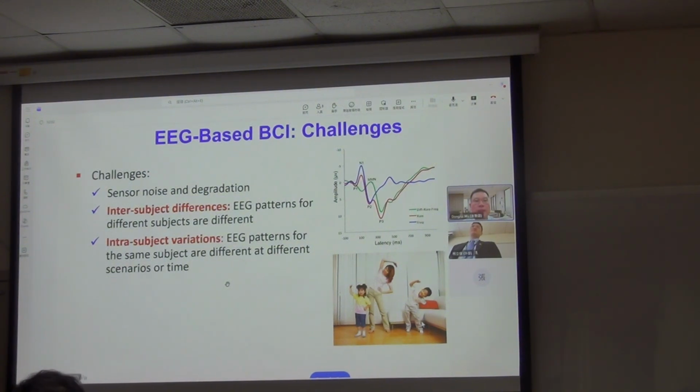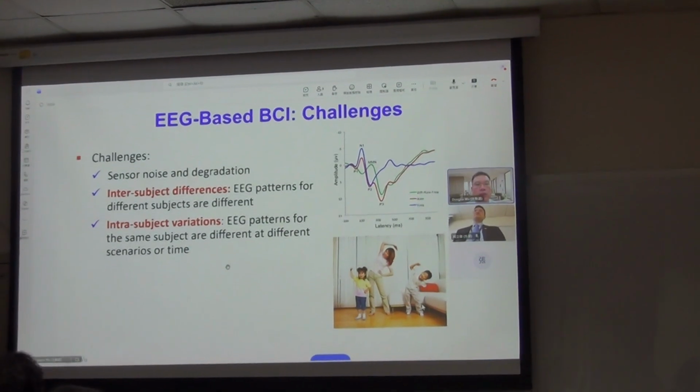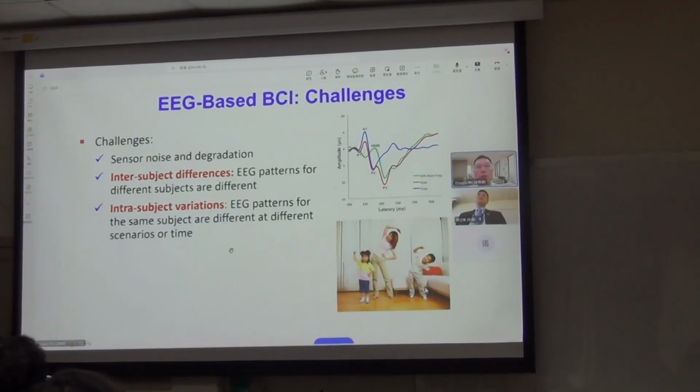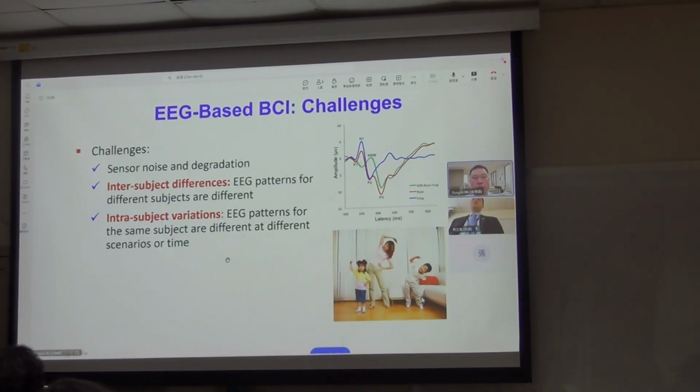The next is inter-subject differences, sometimes called individual differences, which means EEG patterns for different subjects are different. The third is intra-subject variations, sometimes also called non-stationarity of EEG signals, which means EEG patterns for the same subject are different at a different scenario or time. As a result, it is very difficult, if not impossible, to design a BCI system with a fixed decoding algorithm and fixed parameters that can be optimal for all subjects.